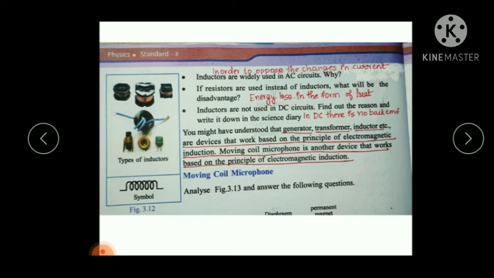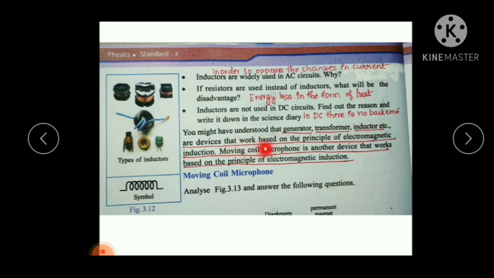Inductors are not used in DC circuits. Find out the reason and write it down in your science study. So why are inductors not used in DC circuits? Yes, because there is no back EMF in the DC circuit. So if we connect inductors to a circuit having DC, then these inductors will act like a common coil or normal coil.